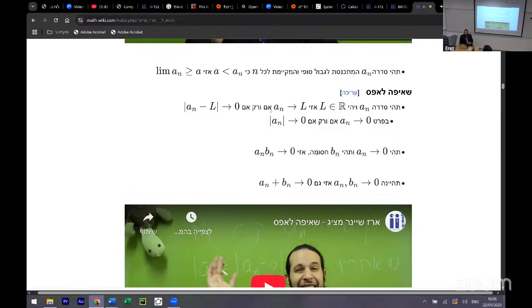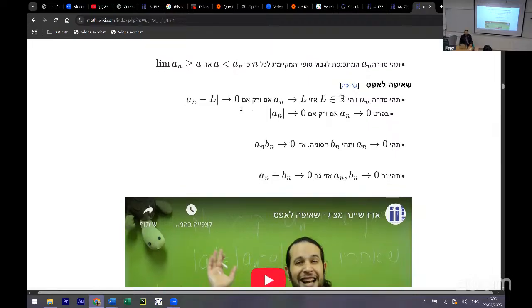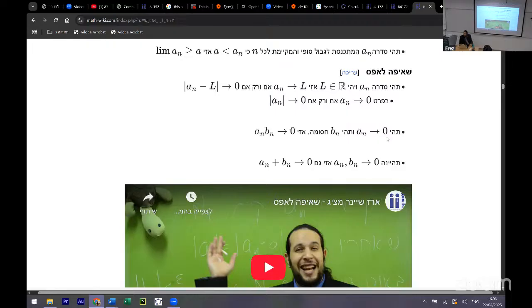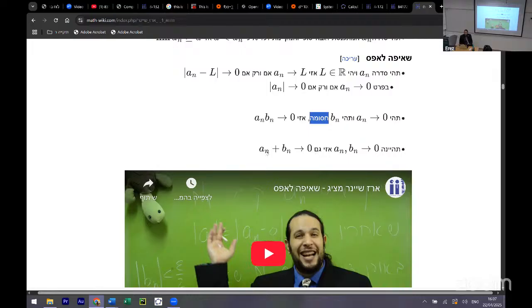An tends to L if and only if the distance between An and L tends to 0. A sequence that tends to 0 times a bounded sequence: it's important that the second sequence is bounded, because if you take a sequence that tends to 0 and multiply it by a sequence that tends to infinity, the multiplication could be anything you like. But if you take a sequence that goes to 0 and multiply it by a bounded sequence, then the limit is 0. The summation of two sequences that tend to 0 also tends to 0.